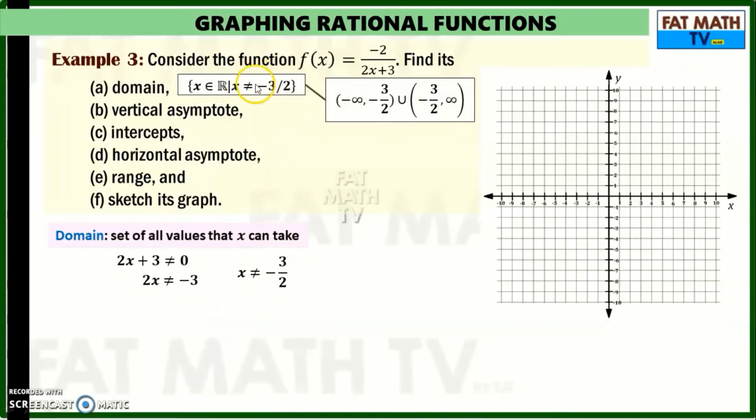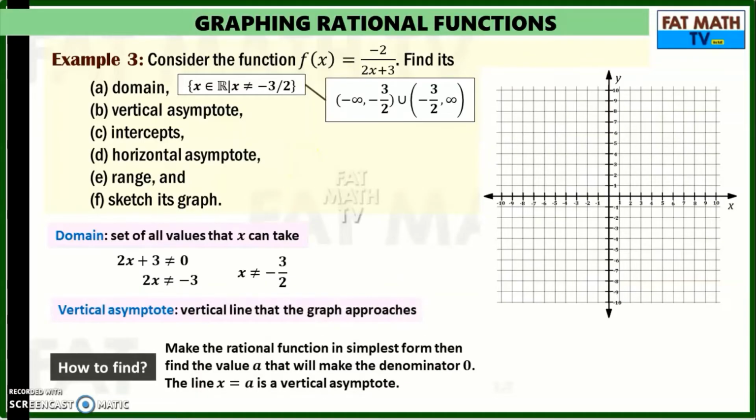So it's always like that for a rational function. The domain is the set of all real numbers except for the value that will make the denominator 0. So in interval notation, that's from -∞ to -3/2, open here, meaning to say it's not included, union -3/2 to +∞. So for the vertical asymptote, it's automatic that the line x equals -3/2 is the vertical asymptote. So how does that look like? So -3/2 is -1.5. So it's this vertical line.